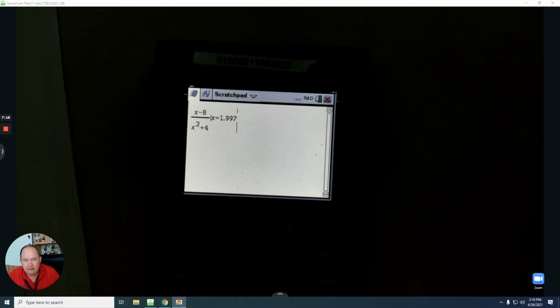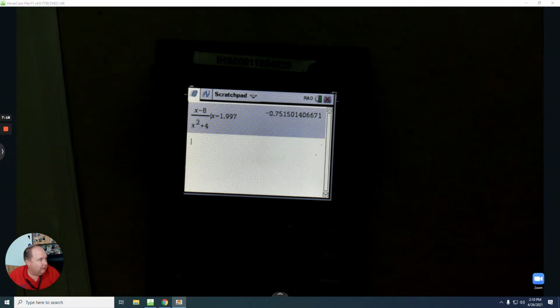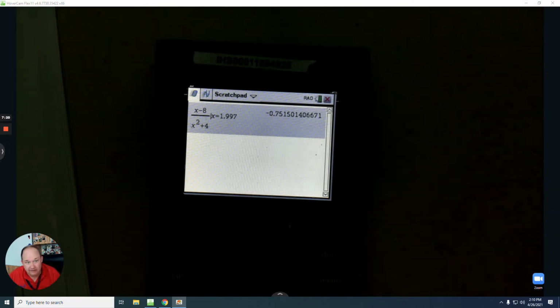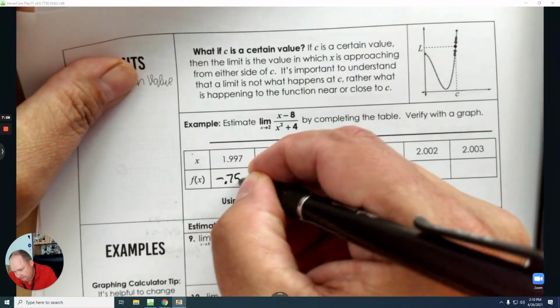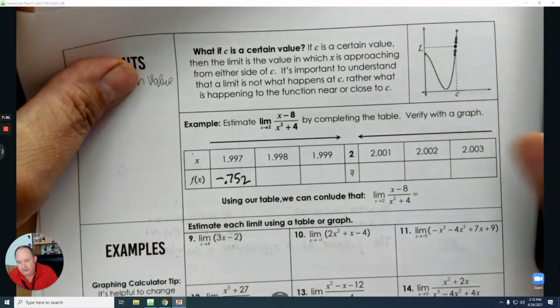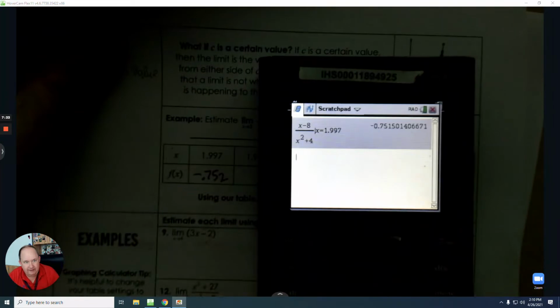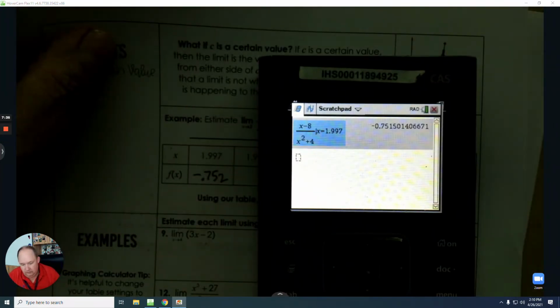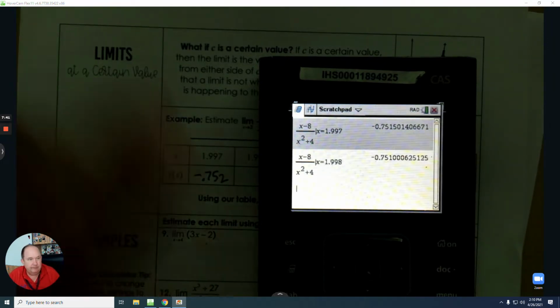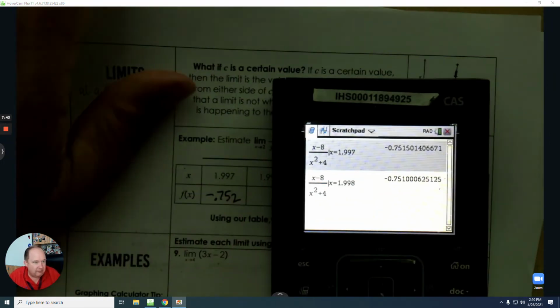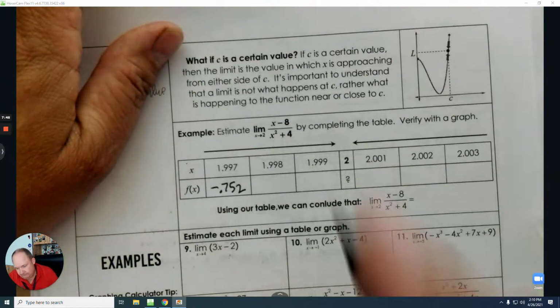1.997. And we get the answer negative 0.752. Plug that in. Then I'm going to change that number to 1.998. So I do this and then go back and change that to 1.998. So now it's negative 0.751.